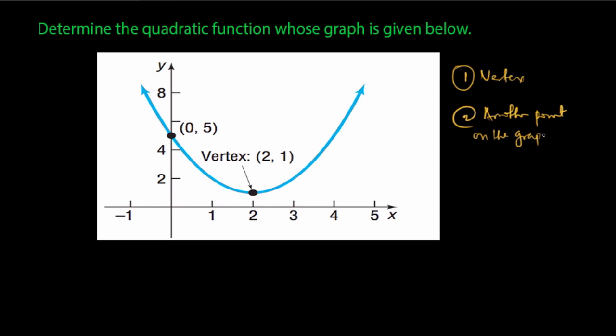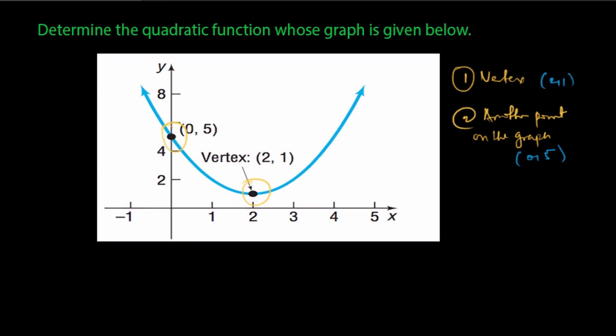the graph. Now, looking at the graph that we have here, the coordinate of the vertex which we are given is (2, 1), and another point through which the graph passes is the point (0, 5). So I've been given my vertex. My vertex is (2, 1), and then another point on the graph is (0, 5). Now, how do I use these two pieces of information that I'm given to construct the formula of the quadratic function?